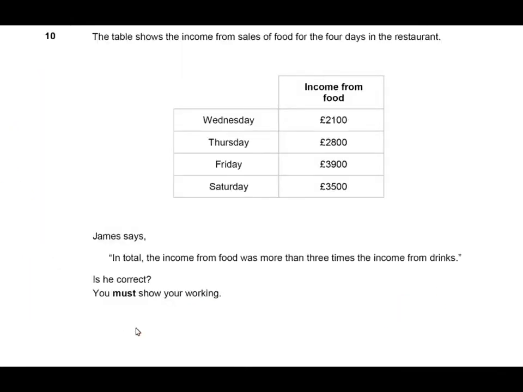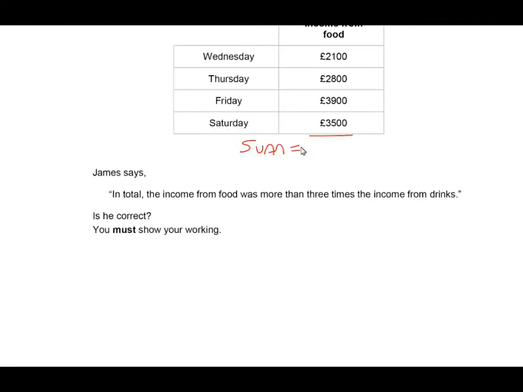The next table shows the income from the sales of food for the 4 days from Wednesday to Saturday. And James says, in total, the income from food was more than 3 times the income from drinks. So we need to know the sum of the income from both of those two things. So since it's on this page, let's add these together. So the sum for food, which is £12,300.